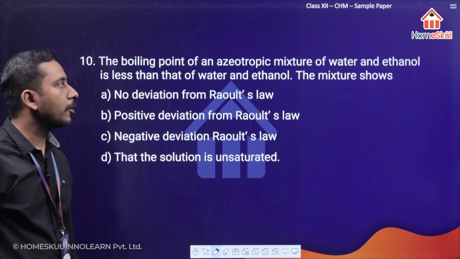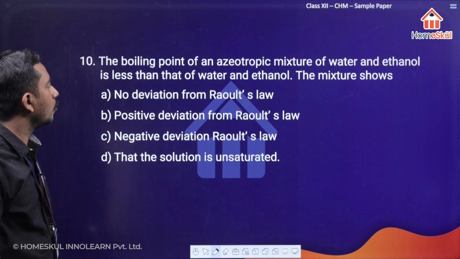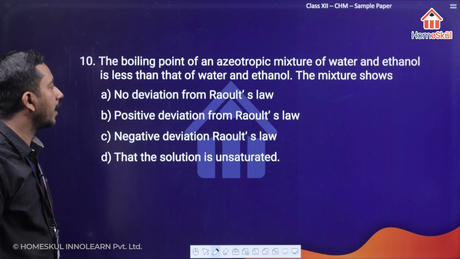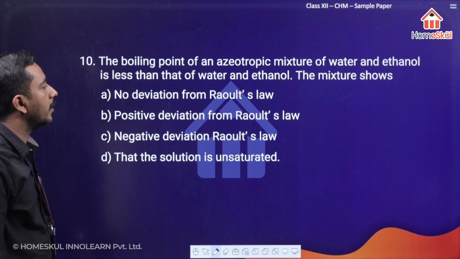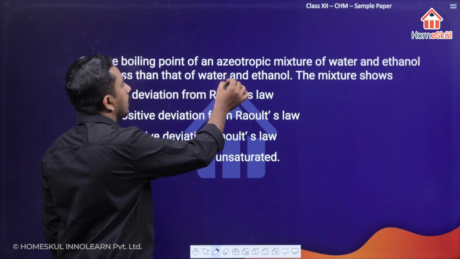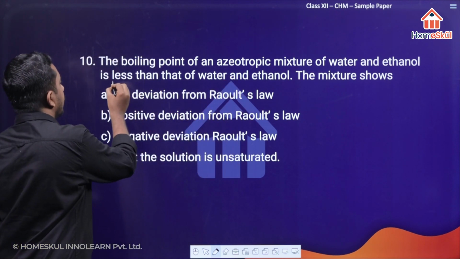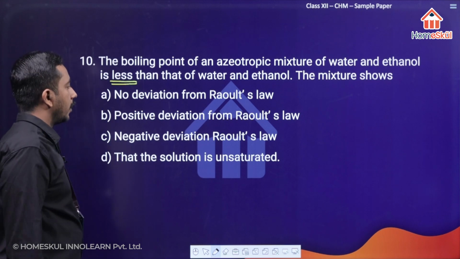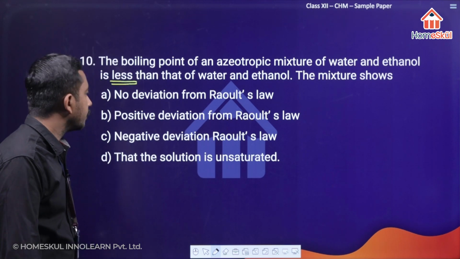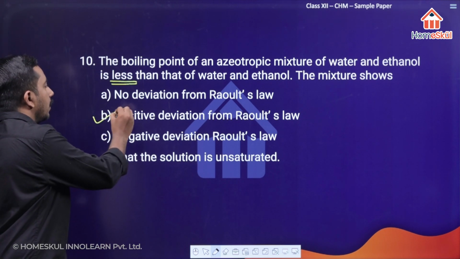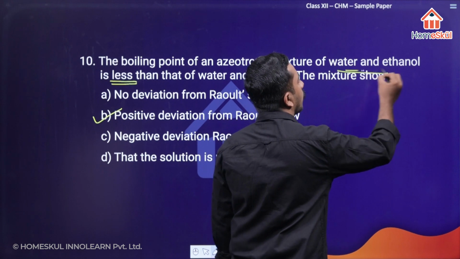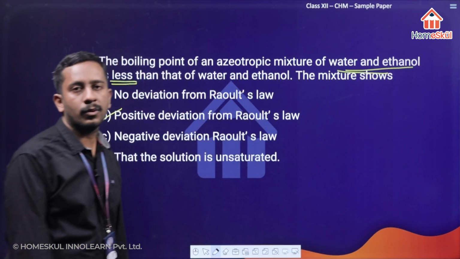The boiling point of that mixture is found to be less than that of pure water and that of pure ethanol. So what will be the type of deviation that will be shown? We have the boiling point of the mixture that is less than that of the pure component, right? So the type of deviation that is shown will be positive deviation from Raoult's law. So a mixture of water and ethanol is going to show a positive deviation from Raoult's law.